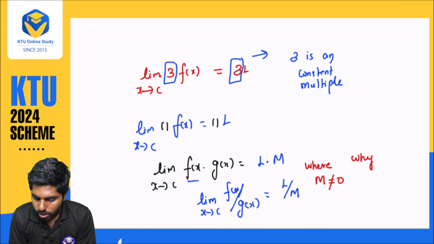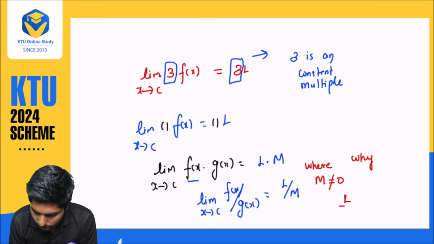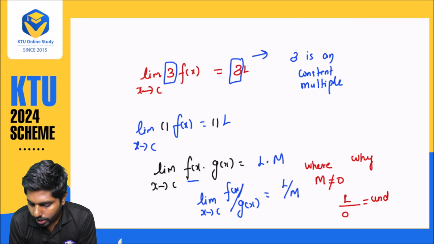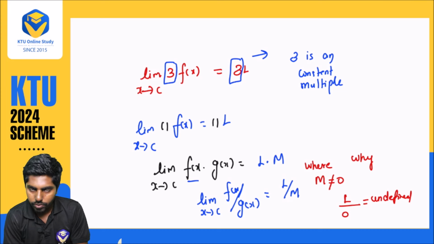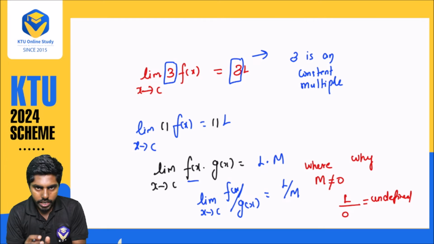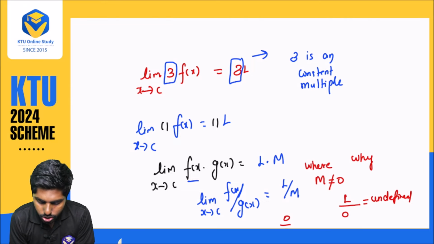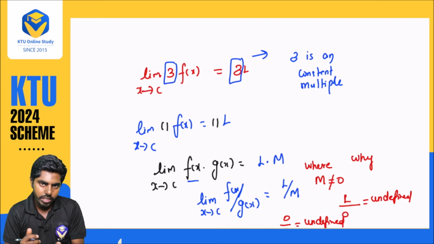Any value divided by 0 is undefined. For example, 1 divided by 0 is undefined, and 2 divided by 0 is equal to undefined. So these are undefined values. You want to be aware of these undefined values. Similarly, 0 divided by 0 is also undefined. There are certain values like these that we will be dealing with in our sums.